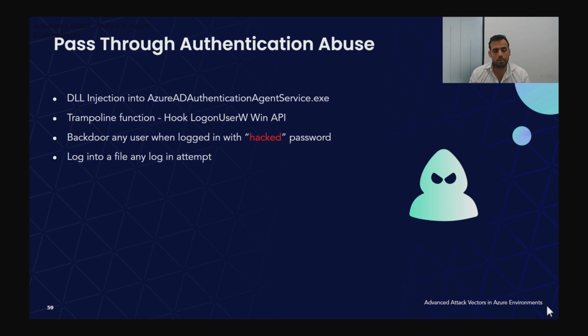Then he used the trampoline function in order to hook the LogonUserW Win API. By hooking this Win API, he was able to backdoor any user account and log in with a specific string, in this case the word hacked, without knowing the actual password of that user.